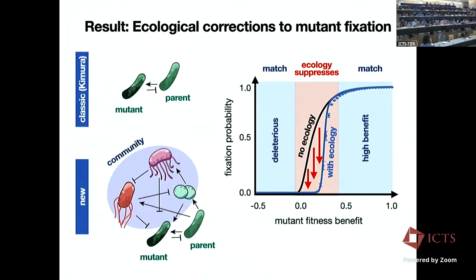It's relative to the parent. Yeah, so 0 means a mutant is as fit as the parent. It's the fitness of the mutant when put into the community relative to the parent. So this is kind of like the invasion fitness of this mutant.